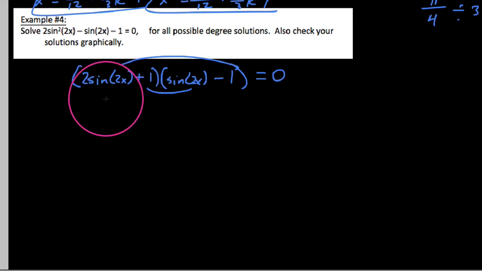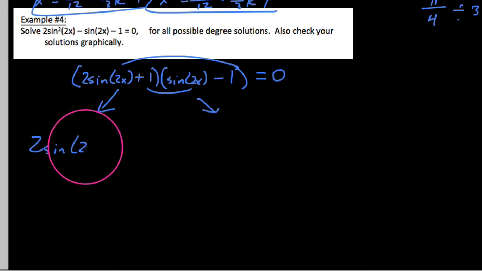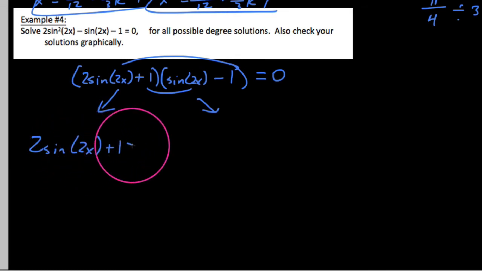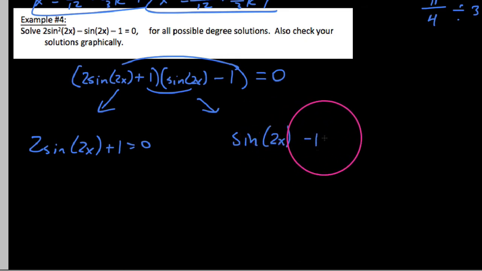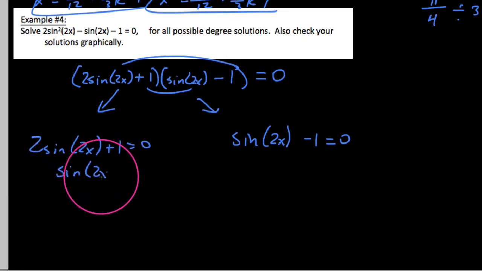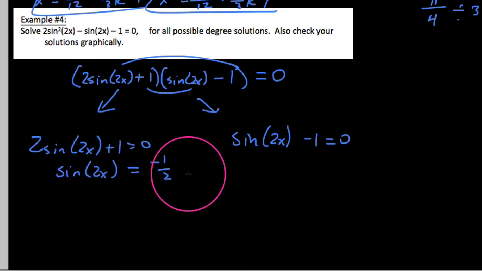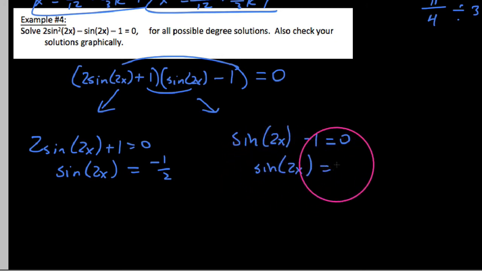So what we're going to do now is we're just going to set each individual factor equal to 0 and solve. So we get 2 sine 2x plus 1 equals 0, or sine 2x minus 1 equals 0. So let's isolate the trig function here. If I subtract 1 and divide by 2, I get the sine of 2x comes out to be a negative a half. And I get here sine of 2x when I add 1 to both sides, I get 1.